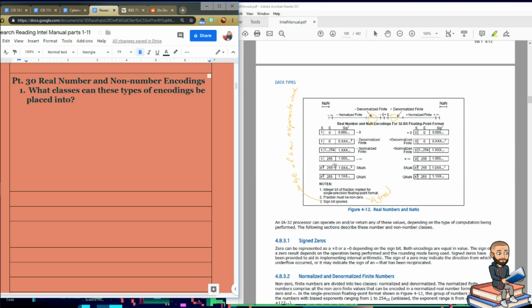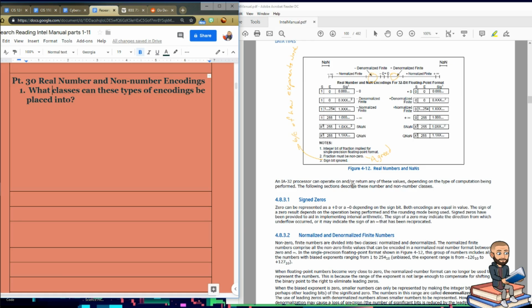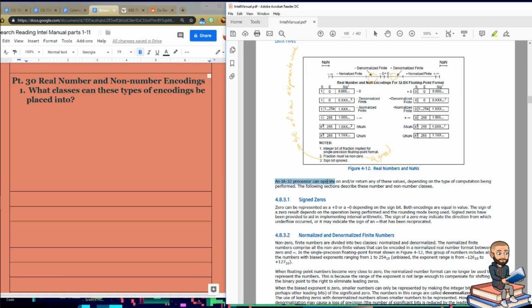And here's that 4-12 chart for you to enjoy. An IA-32 processor can operate on and/or return any of these values, depending on the type of computation being performed. The following sections describe these numbers and non-number classes. So first we have signed zeros. 0 can be represented as a positive 0 or a negative 0 depending on the sign bit. Both encodings are equal in value, and the sign of a 0 result depends on the operation being performed and the rounding mode being used.